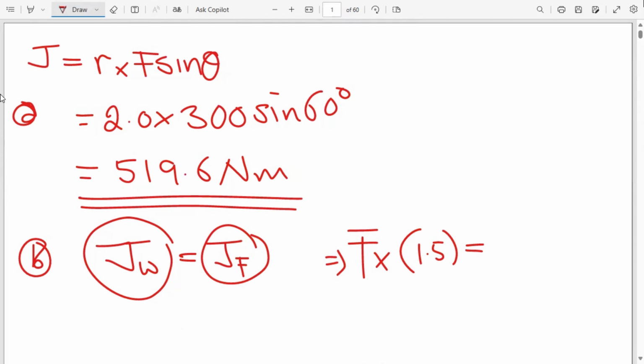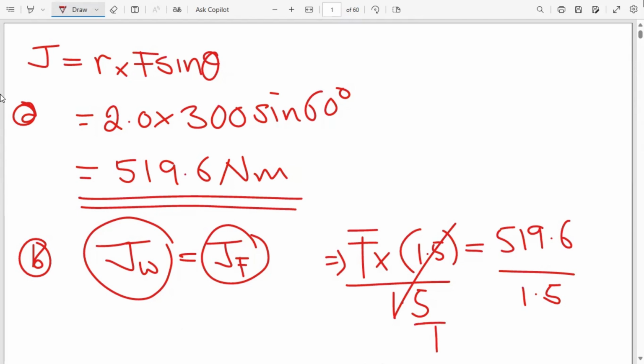We've already calculated this, and we've said this is basically equal to 519.6 on the other side. So I'm going to divide both sides by 1.5 because I want to find the force. The 1.5 cancels out here. So that means the force by the wedge will be equal to, I plug this into my calculator, 519.6 divided by 1.5. This is going to give me 346.4 newtons. So the force that should be applied by the wedge should be equal to 346.4 newtons, ladies and gentlemen.